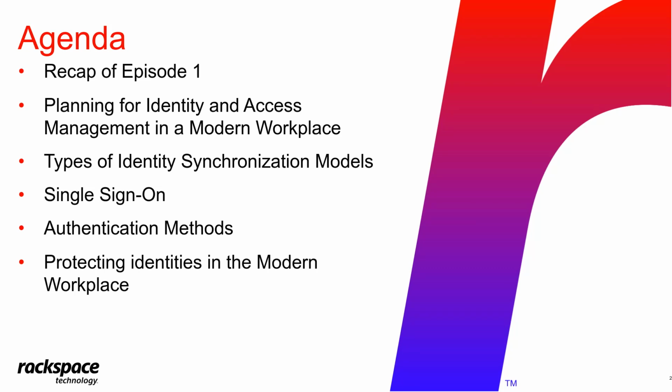What we'll be covering today is, first off, we're going to start with a recap of what we discussed in episode 1. Then we're going to go right into that first workload of modern workplace transformation, which is really identity. We'll go into the types of synchronization models, and one of my favorite topics is covering single sign-on. With single sign-on, there are authentication methods and especially protecting those identities in the modern workplace. So we're going to be covering the whole identity platform of moving to modern workplace here.